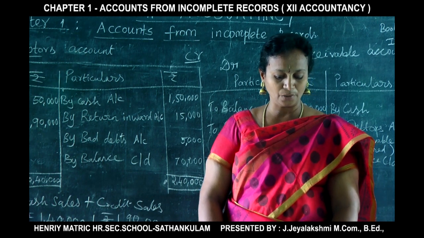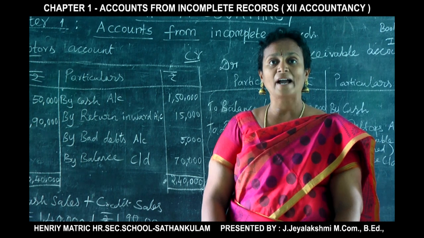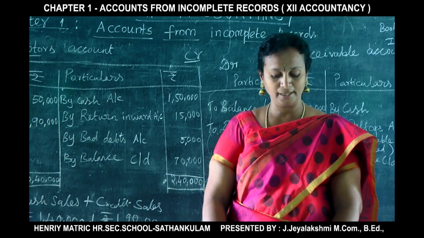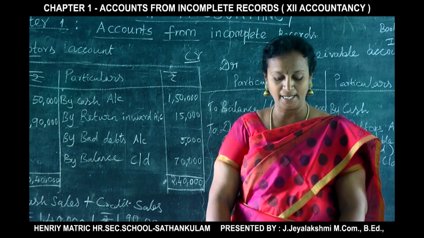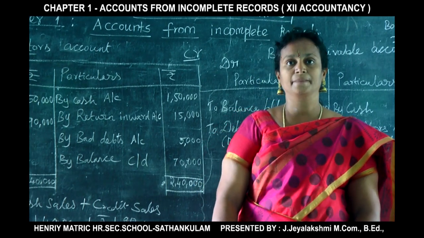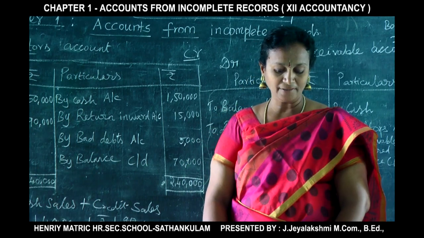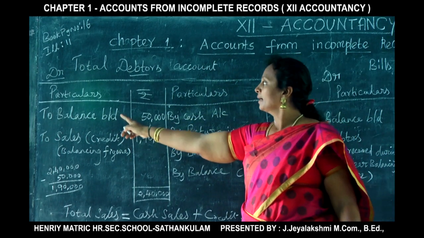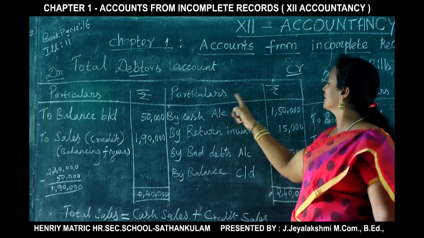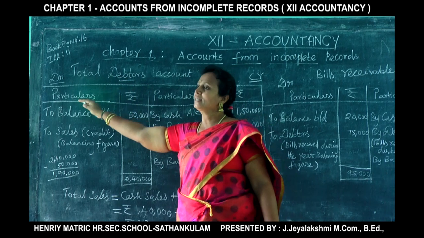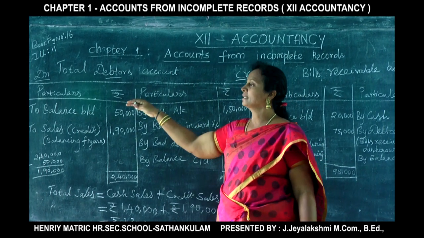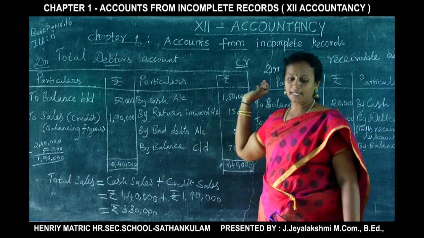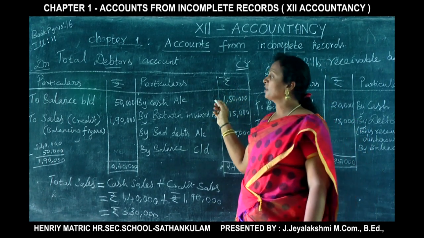If you want to calculate total sales, first of all we have to find out credit sales. How will we get that? By finding the total debtors account. By calculating the total debtors account only, we can get the credit sales. Now we can prepare the debtors account. Here we have particulars and amount, so we have the debit side and the credit side. On the left side we have the debtors and on the right side the creditors. So here, debtors on 1st April.